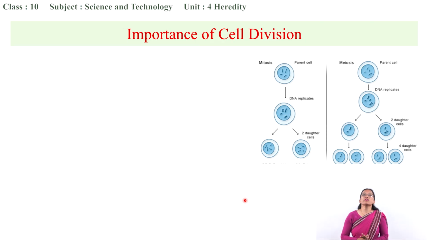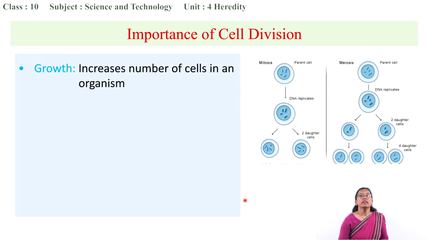What is the importance of cell division? Why is it necessary? We learned something about cell division, but how is it essential and why is it important? The first one is growth. We have already seen the picture of how a human being grows from a single-cell zygote to an adult. Growth takes place by increasing the number of cells in the organism. How does the number of cells increase? By the process of cell division, that is called mitosis cell division.